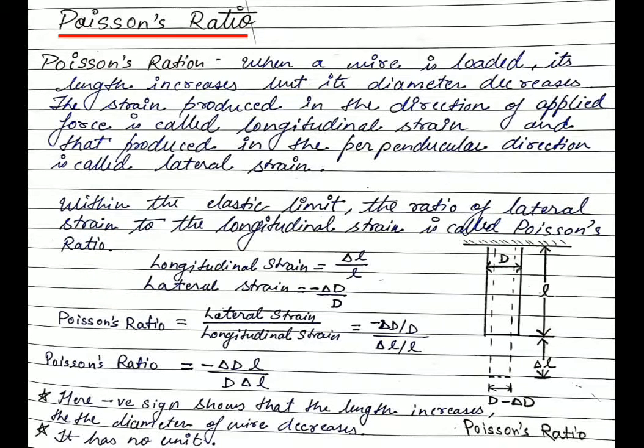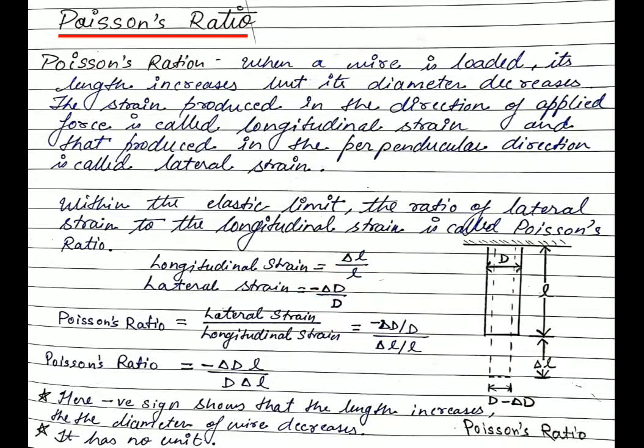So longitudinal strain, you already know, it is the change in length upon original length. And what is lateral strain? It is actually the change in the diameter. So the change in diameter is represented by delta D, and this minus sign is representing the decrease in the diameter of the wire. So lateral strain is represented by minus delta D upon D.